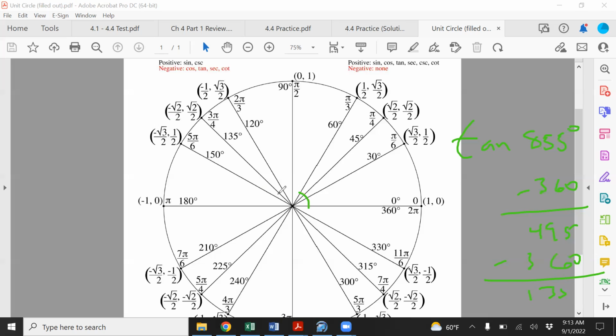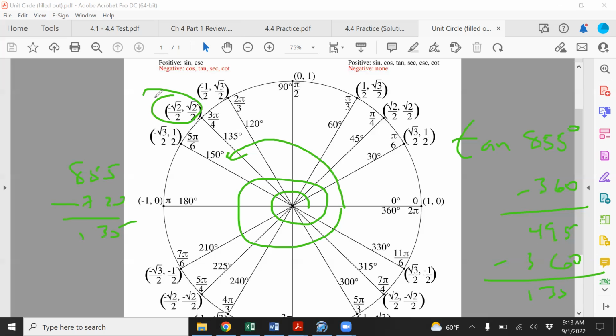Or just think about it: you go around once, go around twice, 720. 855 minus 720. That's the easy calculation to do more mentally. 135. Use coordinates, tangent is y over x. You get negative 1. That's what you'd have to do.